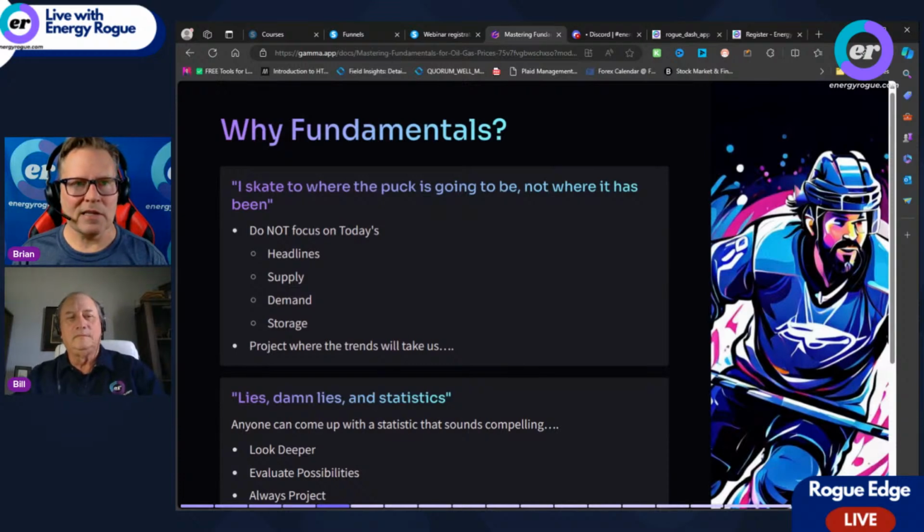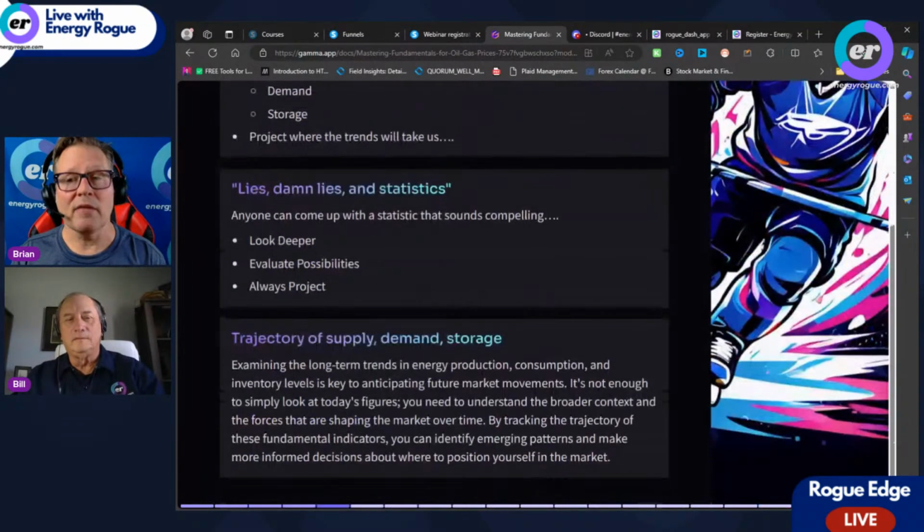Well, Wayne Gretzky, fantastic hockey player, was once quoted as saying, I skate to where the puck is going to be, not where it has been. So, a trap that many people fall into is they look at today's headlines, today's supply, today's demand, and today's storage. That's important, but it's important relative to history, where we've come from, and where we're going into the future. So you shouldn't look at a headline or today's supply, demand, storage, and expect it to be the same tomorrow. I guarantee it will be different. And that's part of the reason the energy commodities fluctuate every single day.